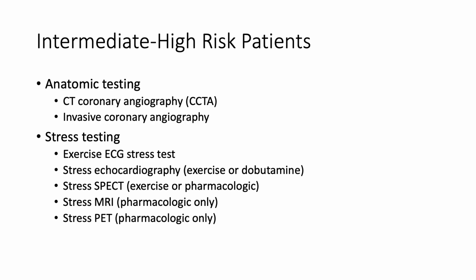You can do the exercise EKG stress test where you put them on a treadmill with a bunch of EKG leads and you make them run. And you see if there's any changes in the EKG pattern like ST depressions or other signs of ischemia. You can do stress echocardiography where you also could make them run on a treadmill, or you could give them a medication like dobutamine to increase heart rate and contractility, and then you look for any changes like in wall motion that would suggest ischemia. Then there's these fancy nuclear studies like PET scans and SPECT that you can do, or you can also do stress MRIs.